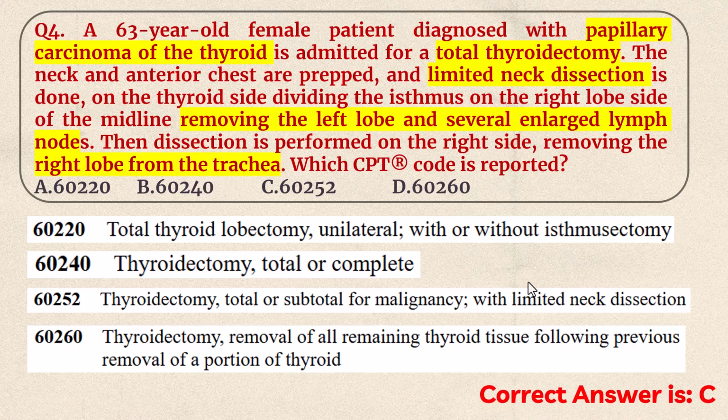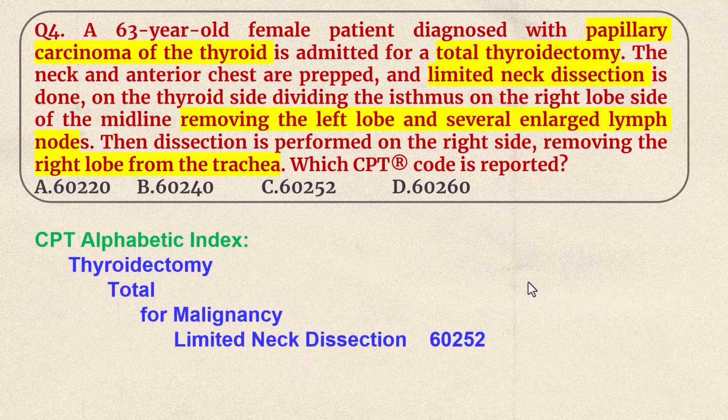Okay, if you encounter this case in a real working scenario, you have to go with the CPT alphabetic index. So when you go to the index, there you have to go to thyroidectomy, the subcategory total, then the subcategory for malignancy, then the subcategory limited neck dissection.